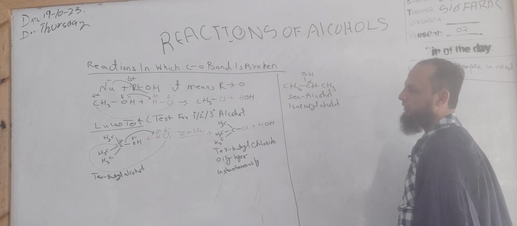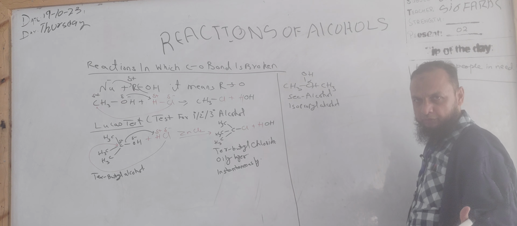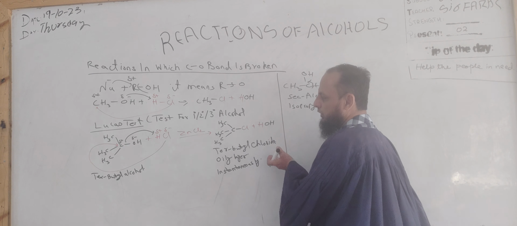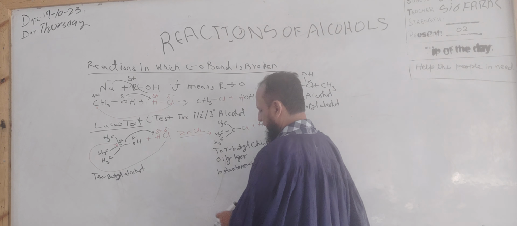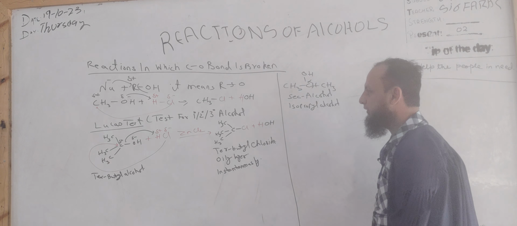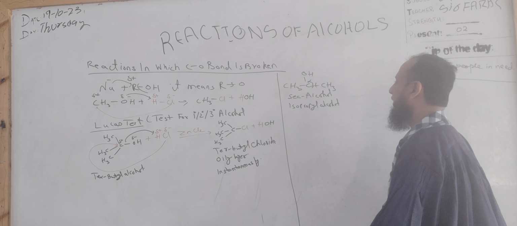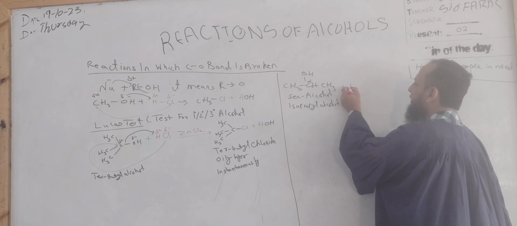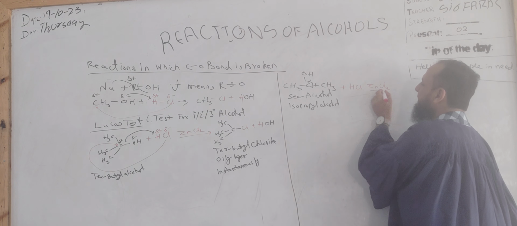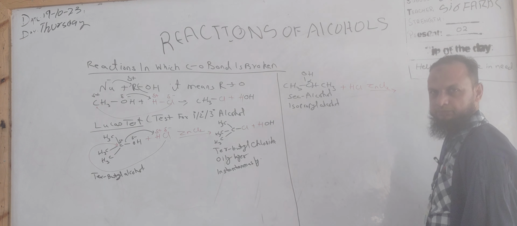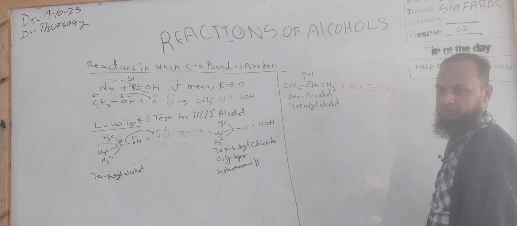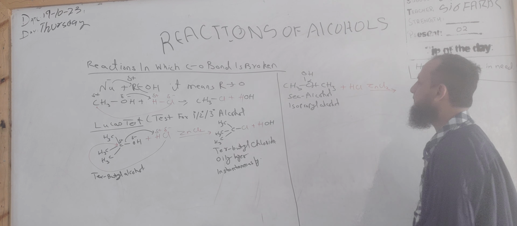So if we do not, basically we don't know what sort of alcohol it is. To the alcohol we added HCl and zinc chloride, we did not get the oily layer instantaneously, then we wait for 5 to 10 minutes. If in 5 to 10 minutes we get the oily layer, then it means it was the secondary alcohol. Okay? Because secondary alcohol is not as reactive as the tertiary alcohol.